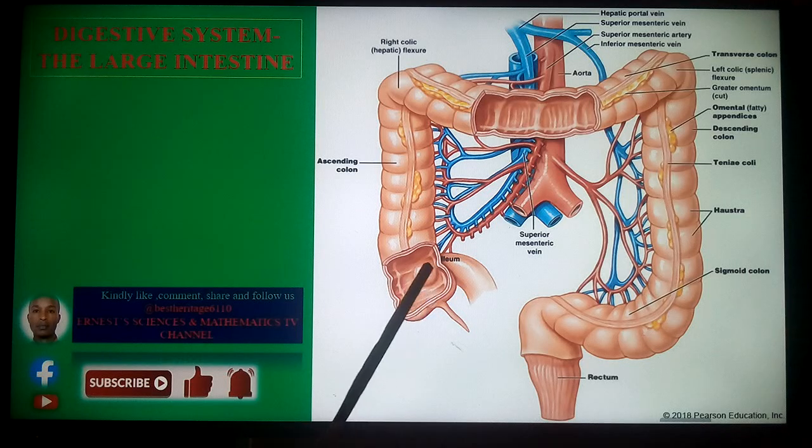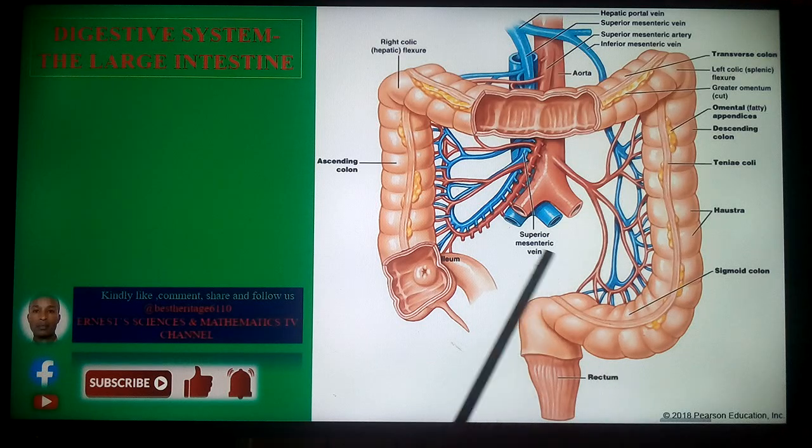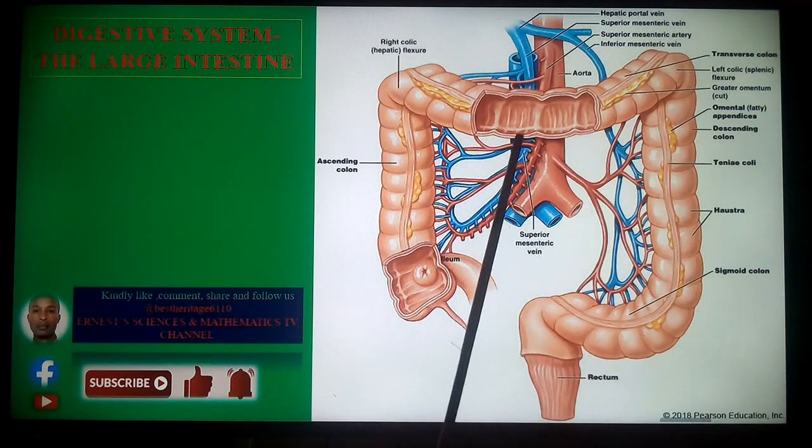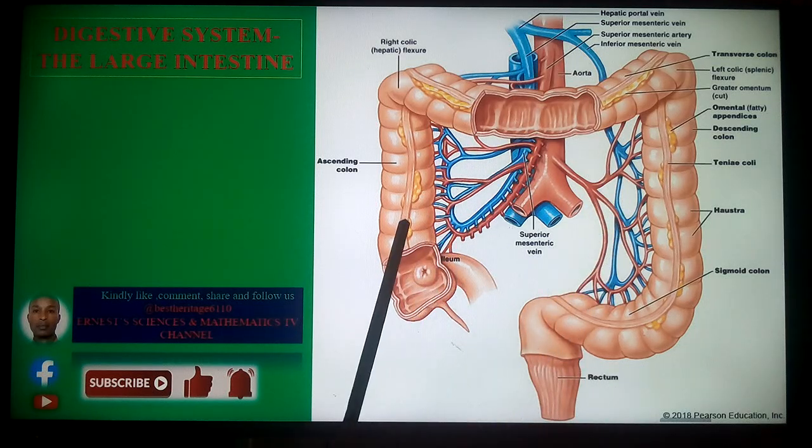Now, at this particular point that I'm encircling, we're going to have a valve-like sphincter, which is going to open into this specific section of the large intestine. This is sometimes referred to as the ileocecal valve. It's going to drain materials from the small intestine into the large intestine at this specific point. Overall, the general function of the large intestine is absorbing additional materials like water, which is required by the body.